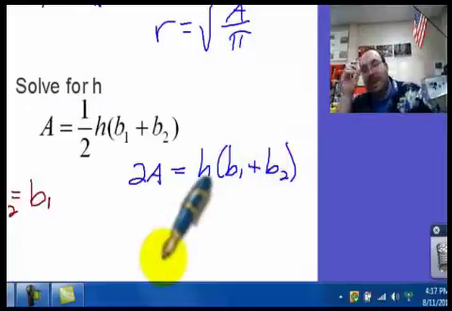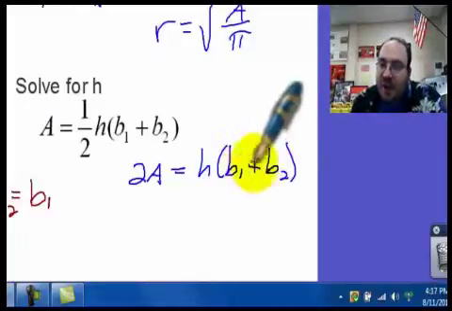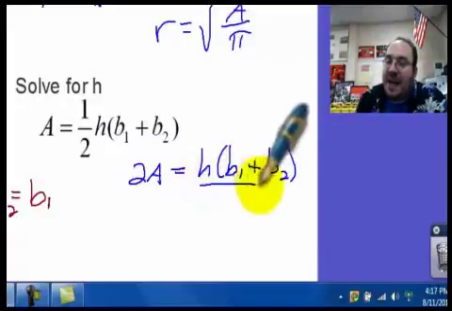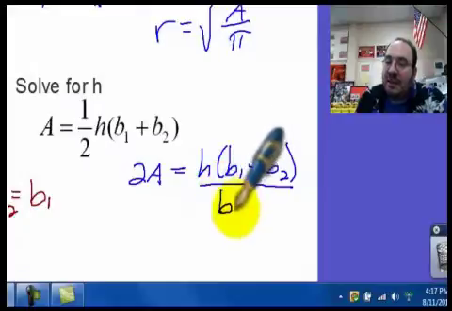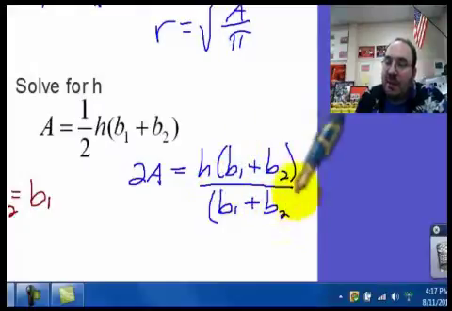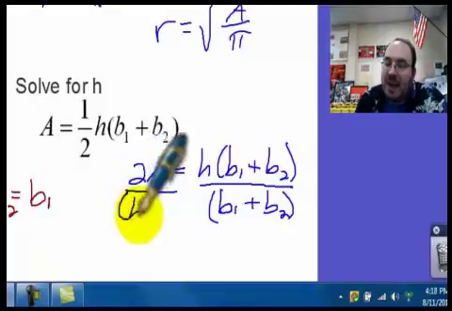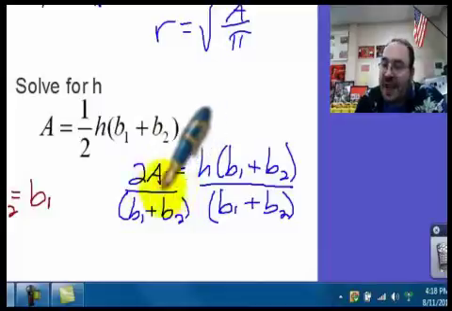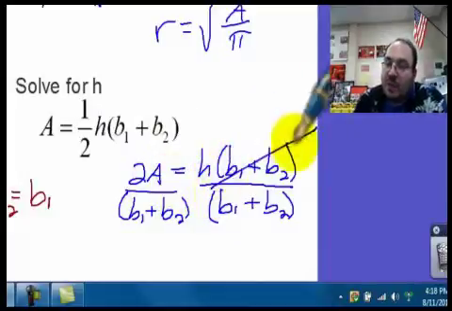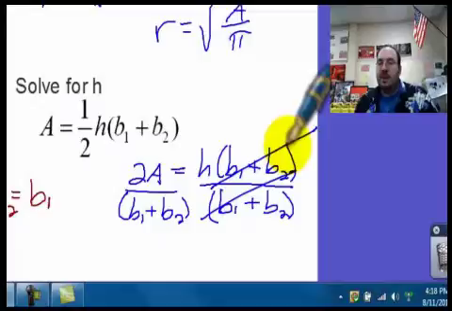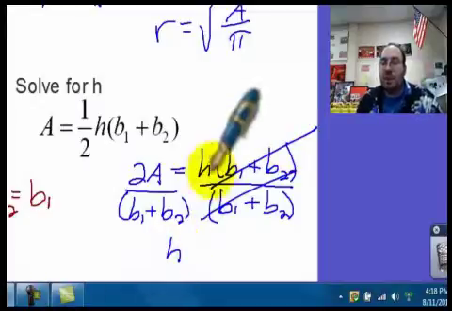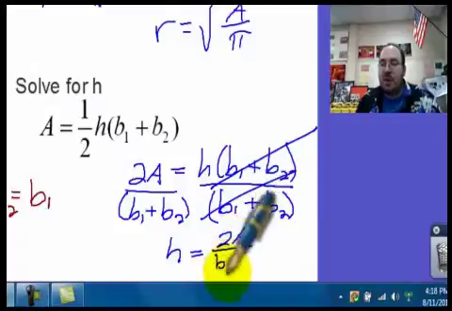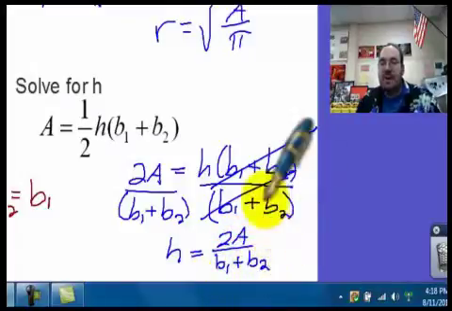Now, I want h by itself. Since h is being multiplied by both of these things, I can divide by both of these things. And if you want to keep them in parentheses, you can. You don't necessarily have to, because the division line here kind of acts as a grouping symbol. So those cancel as if they were one number. And I end up with h by itself on one side, and on the other side I have 2A over b1 plus b2. And that's all we do there.